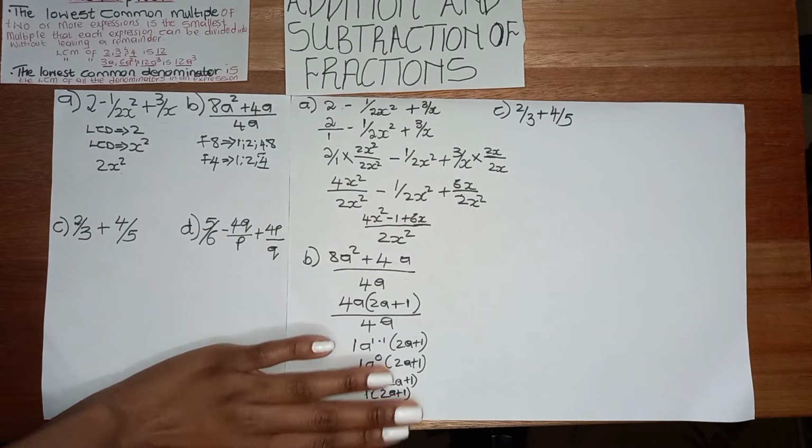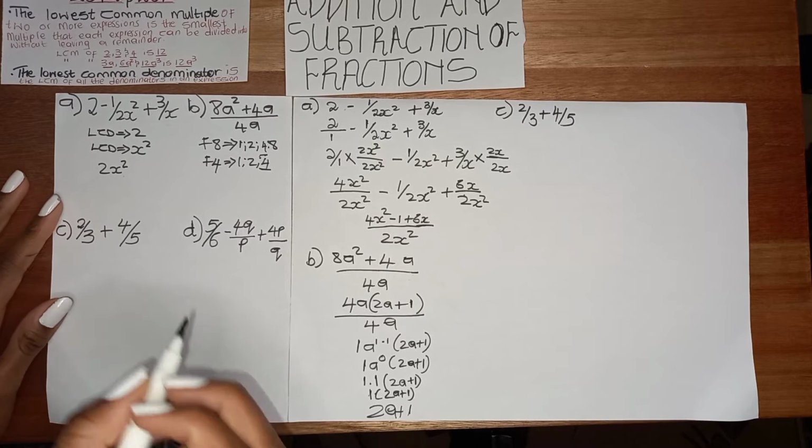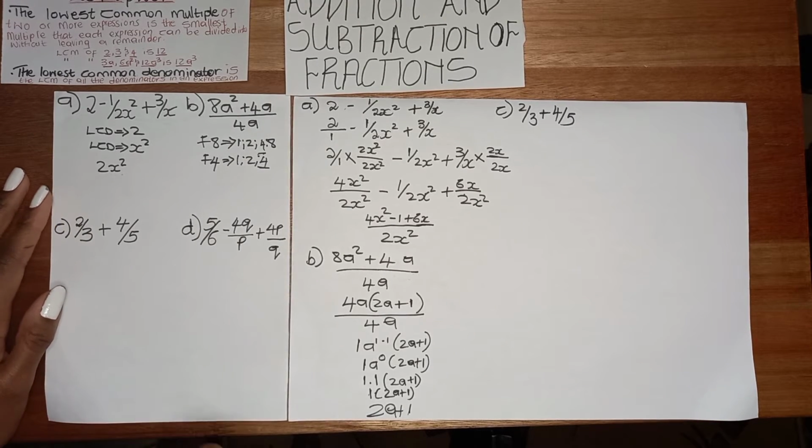As you can see, first step, you check your denominators. Are my denominators the same? No, they are not the same, meaning that you cannot add the numerators. So firstly, to be able to add the numerators, you have to make the denominators the same. So how are you going to do that? You're going to do that by checking the lowest common multiple, which will be called the lowest common denominator.